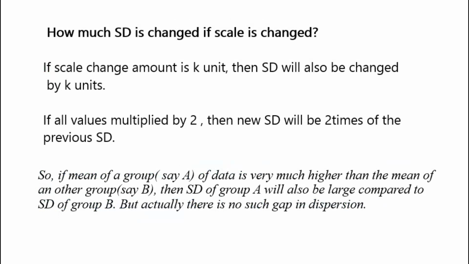So, if the mean of a group of data, say A, is very much higher than the mean of another group, say B, then the SD of group A will also be larger compared to the SD of group B. But actually there is no such gap in dispersion.